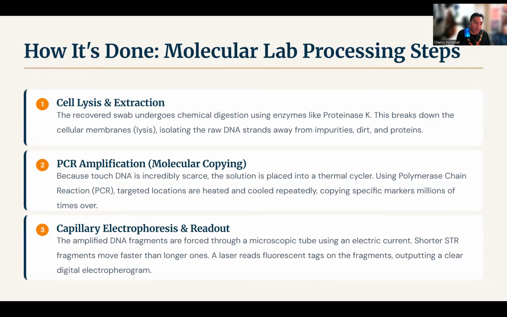Second, because touch samples are so scarce, they undergo PCR amplification. The DNA is placed in a thermal cycler, which acts like a molecular copy machine and replicates target markers millions of times in a few hours. Finally, capillary electrophoresis pushes the fragments through a microscopic tube using an electric current, and shorter fragments sprint through faster than longer ones, and a laser reads fluorescent tags to output a digital graph.